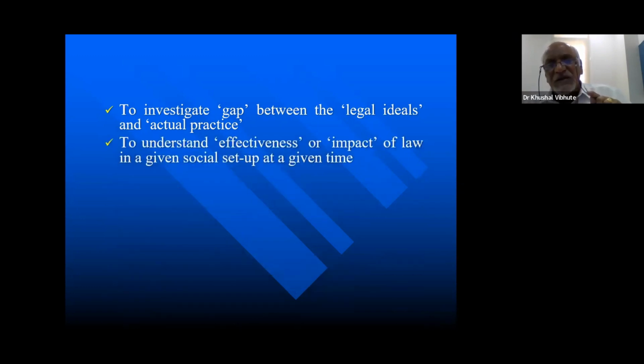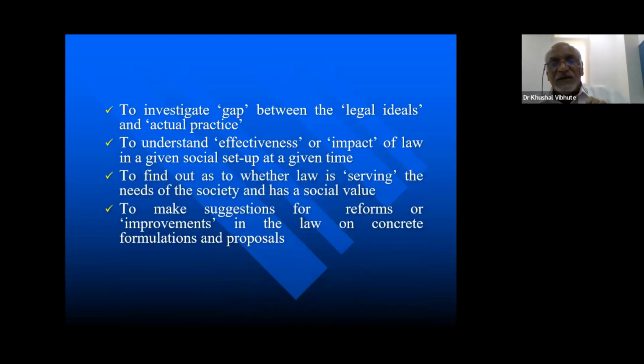Then another purpose of legal research could be to investigate the gap between what law intends to achieve and what law has achieved. So the gap between legal ideals and actual practice could be a purpose for undertaking systematic scientific inquiry of a legal fact, or maybe to understand the effectiveness of a given law. Has it really been effective to combat, to handle a social problem or economic problem? And therefore, once it does that, probably he or she may try to bring certain changes.